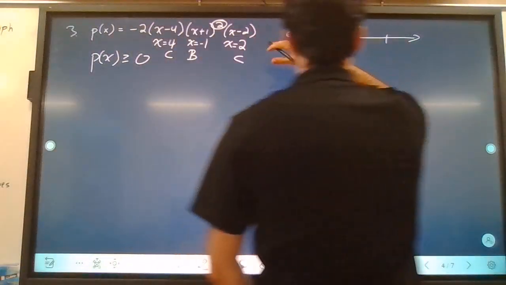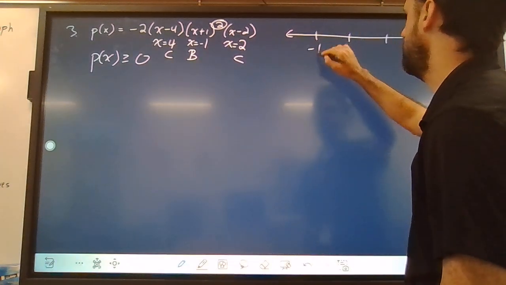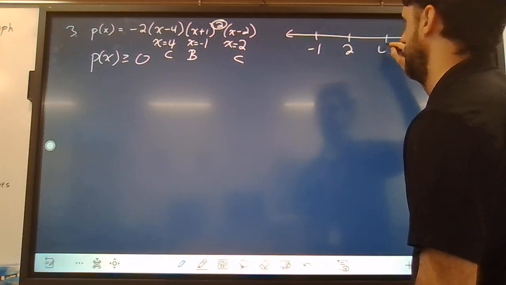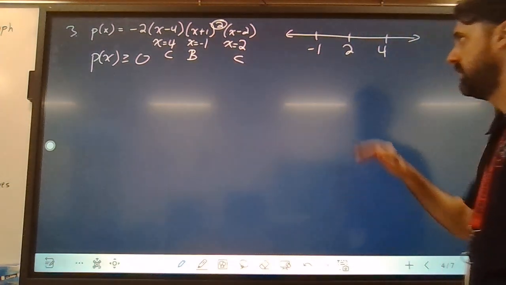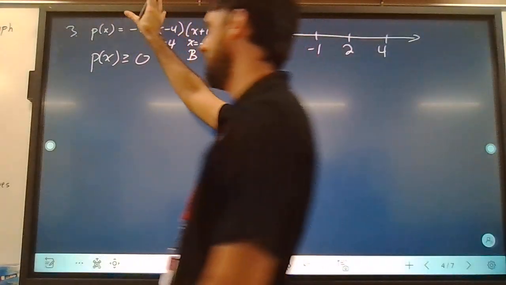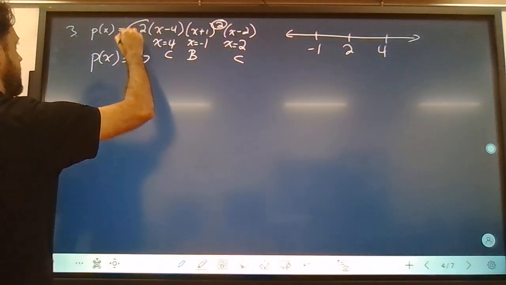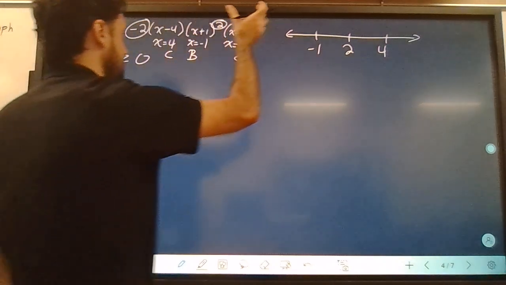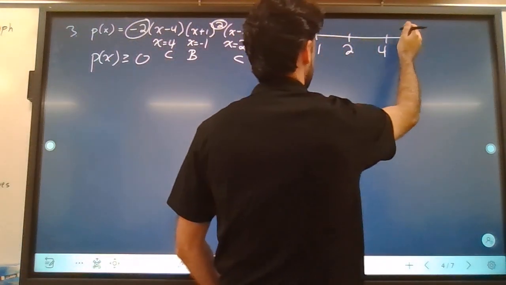So let's put these in order here. So negative 1 goes first, then 2, then 4. Now, when starting with the signs here, again, we look at the leading coefficient. So the leading coefficient's negative. That negative does not go at the beginning, it goes at the end. So there's a negative right here.